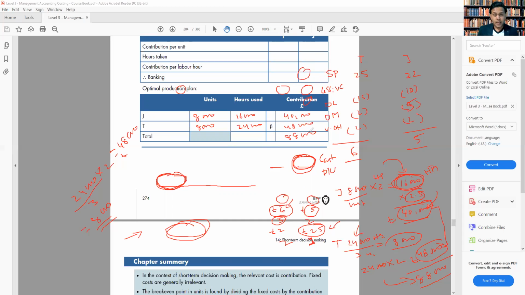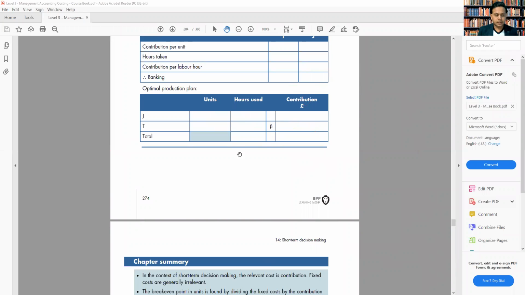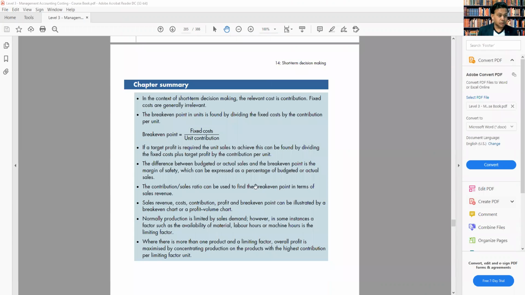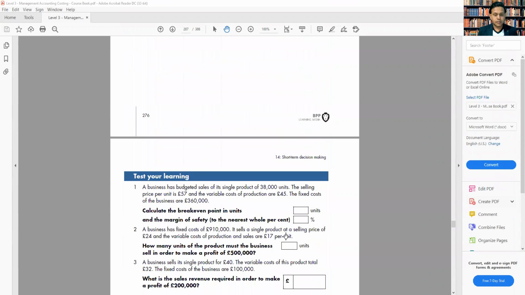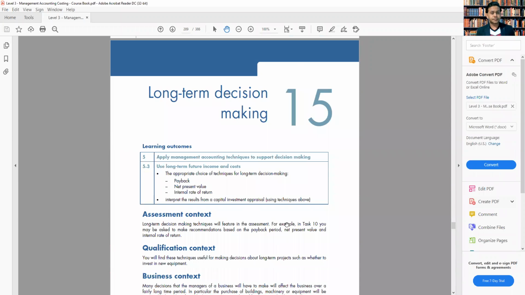All right, does anyone have any question from here before we move to the next topic? No, very good. So let's move on to our next topic. I think this is the end of the chapter. So let's move to the next chapter and see what we have.